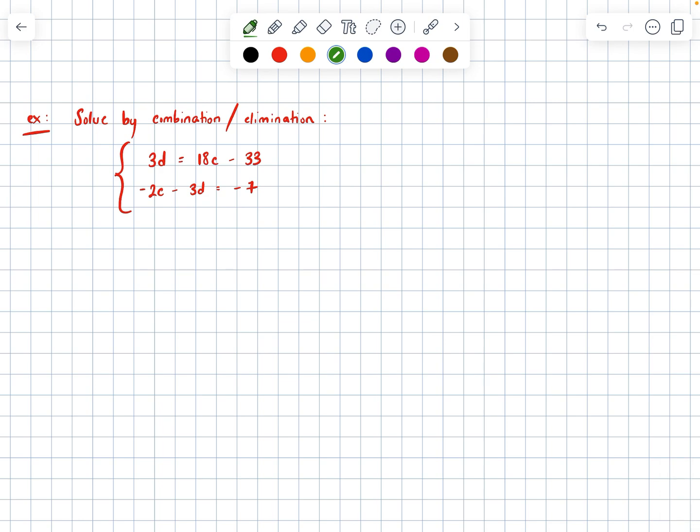Next one. 3d equals 18c minus 33. Negative 2c minus 3d equals negative 7. I want to use elimination in order to find either, using addition or subtraction, whether I can get rid of one of my variables. Which one's probably going to go away? And then once you've got to that place, let's find the values of our variables. 2 minutes. Pause the video. Have fun. Go, go, go.